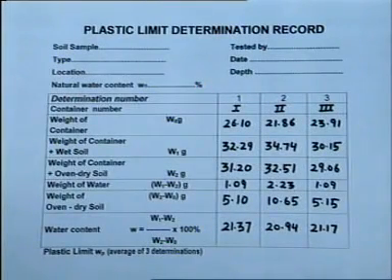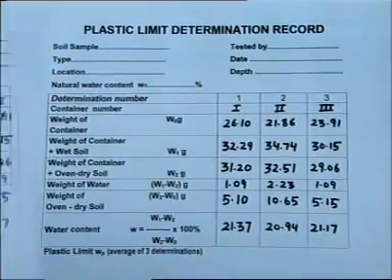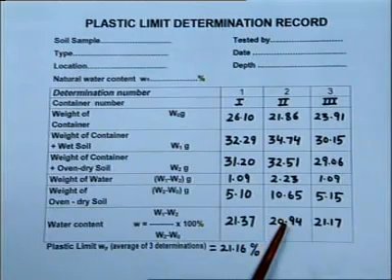Repeat the procedure 2 more times and record the water content. The average of the determinations, that is 21.16%, is the plastic limit of the soil.